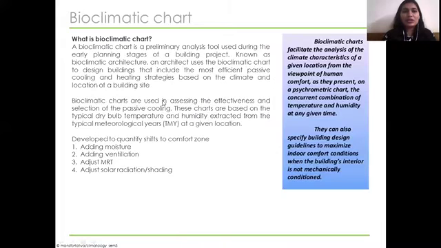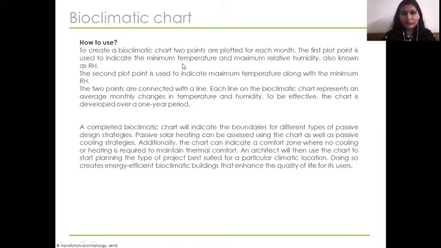Okay, so let us check the uses of the bioclimatic chart. It is used to create 2 points that are plotted for each month. The first point, we have talked about this. Let's see how to use it stepwise. If you take daily data, then you will get one point. If I do it for a month, then I'll get 30 points, right? But this is not how it works.